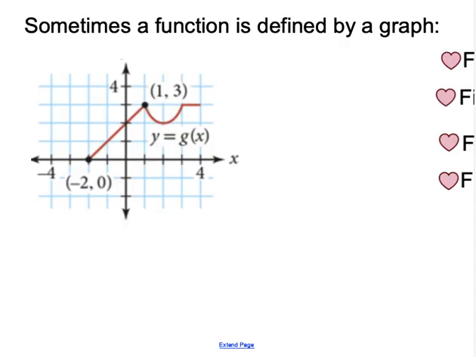All right, sometimes a function is defined by a graph. So if you look here, I can see it says y equals g of x, okay? So here I would definitely think of the x-axis still as x, but maybe I think of the y values as g of x. The y value depends on the x.